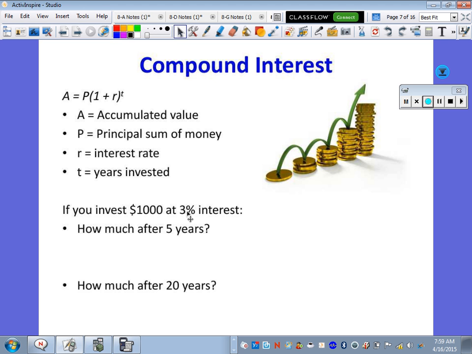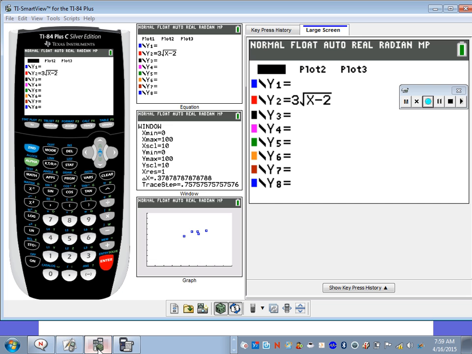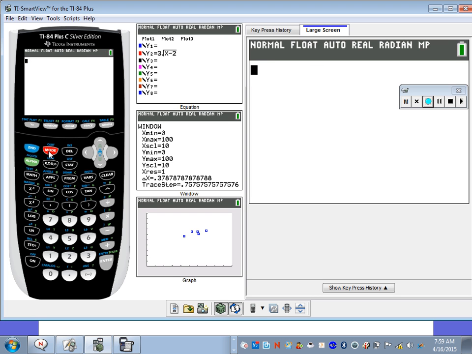Okay, so let's look at our calculator here. Let's see if I can get my TI up and working. There we go. Okay, so on this, I'm going to do 1,000. I'm going to do open parentheses, and I'm going to do 1 plus 0.03. You have to change all of your rates to decimals. So even if it's a percent, you still need to change it, okay?